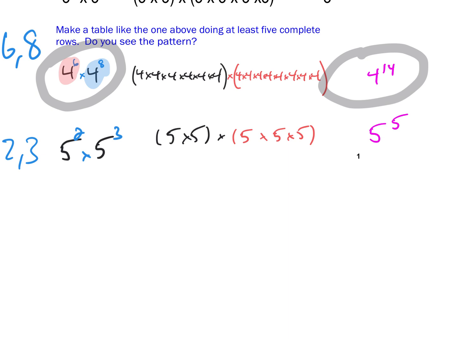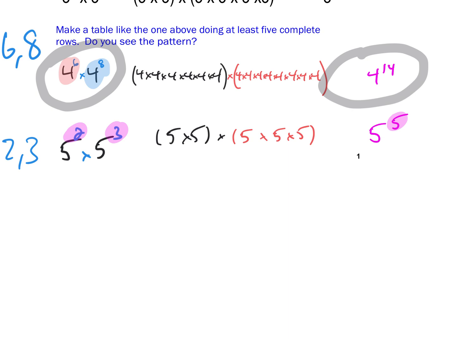So what we want to ask ourselves is, what do we do with 2 and 3 to get 5? And what's the answer? Added. We add them. Correct. Does that work for 6, 8, and 14? Yes, it does. So when we are multiplying powers that have the same base, you add the exponents.